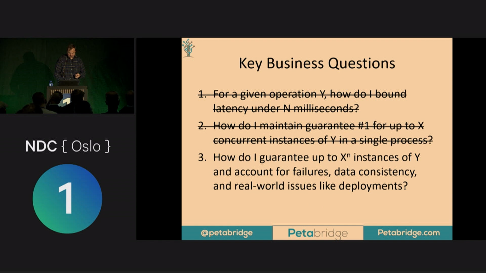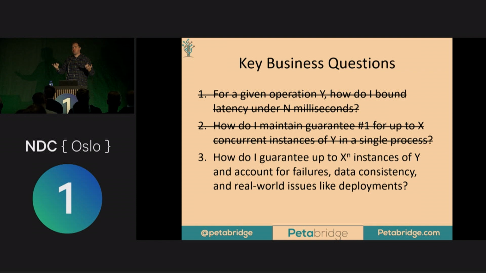All right, so we've answered the first two key business questions, namely, how do we guarantee that one operation can complete under a soft real-time processing deadline, and how can we make sure that an arbitrarily large number of parallel requests can be serviced by one process under that deadline as well. But now we need to address the real money-making question, which is, how do I observe this guarantee for peak demand on our system and deal with all the other real-world stuff that can come up, such as the fallibility of the network or doing deployments?